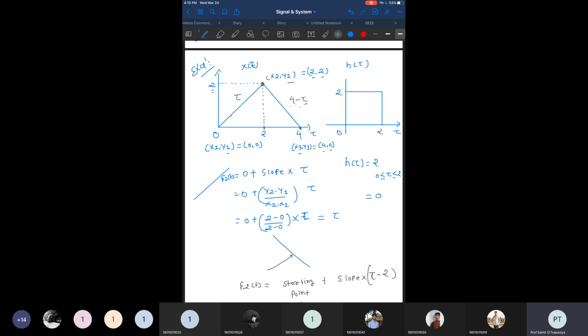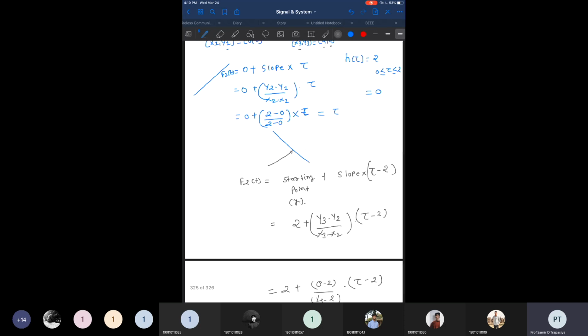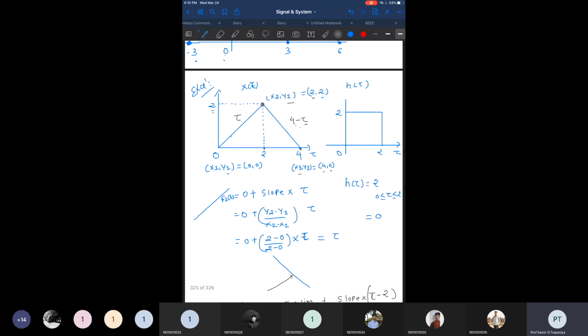Now it is left for your exercise. This is given. So now I remove this portion. Only the x of tau is given and h of tau is given that way. And now you need to find the convolution between these two signals. So that is the exercise for today. And now we conclude the session over here. Find the convolution between these two signals.